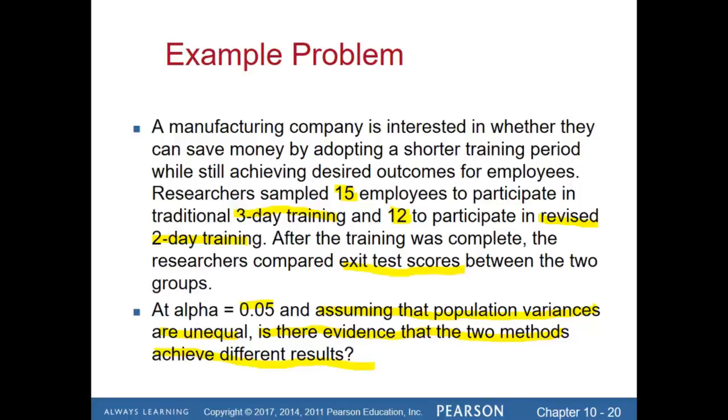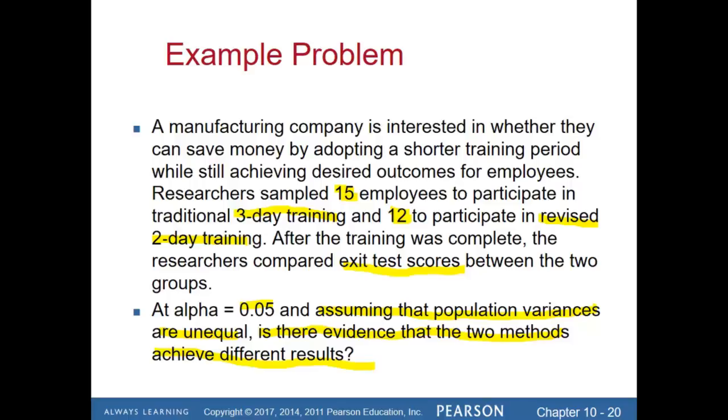So let's walk through this a piece at a time. First of all, the variable that we're looking at is exit test scores. We haven't seen the data yet, but presumably that's going to be a numerical variable. So we're comparing means of a numerical variable. We have 15 employees in one sample, 12 employees in another, and we're not provided with any logical way to match those employees up. So we can't do a paired t-test.